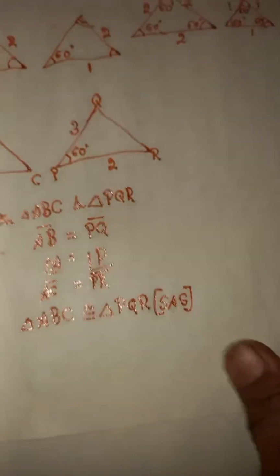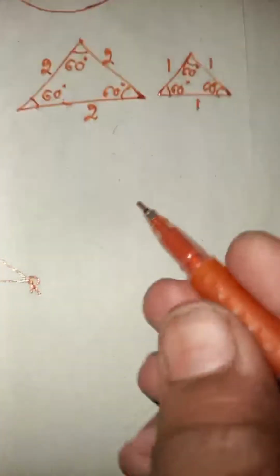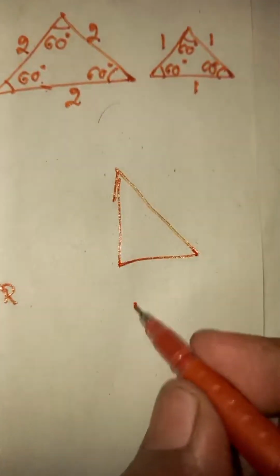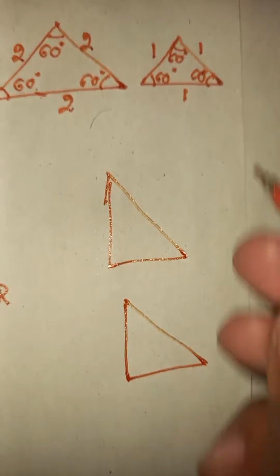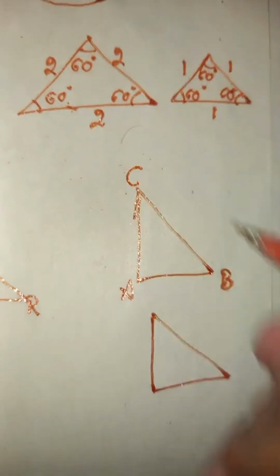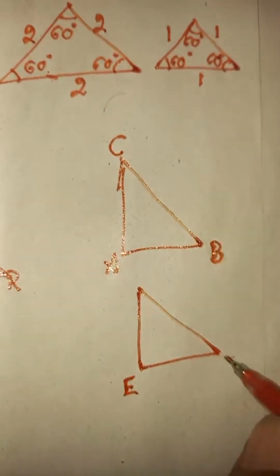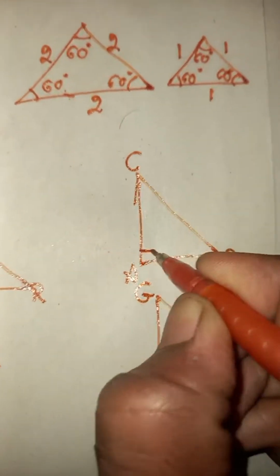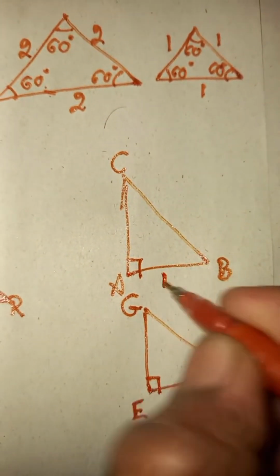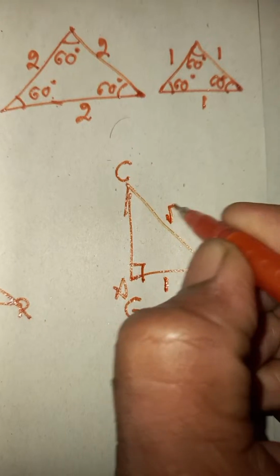Let's take one more problem. Here they have given these two triangles, that is one right angle triangle and this is another right angle triangle. Here they have given the name as ABC, and here they have given EFG. Let's find out how they're going to be congruent. They have given this side length as 1 unit and this side length as root 2 units.